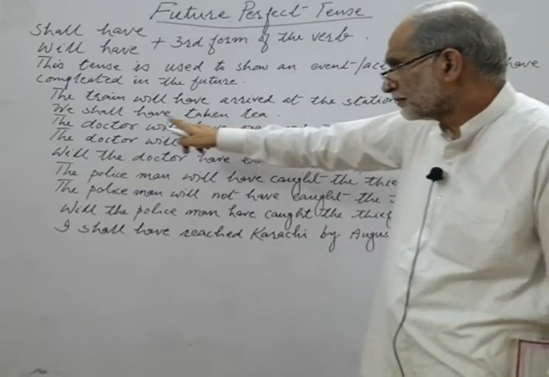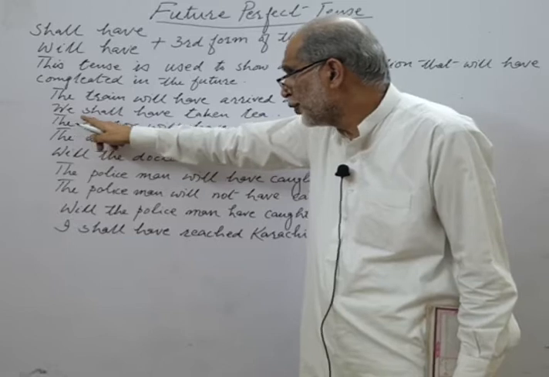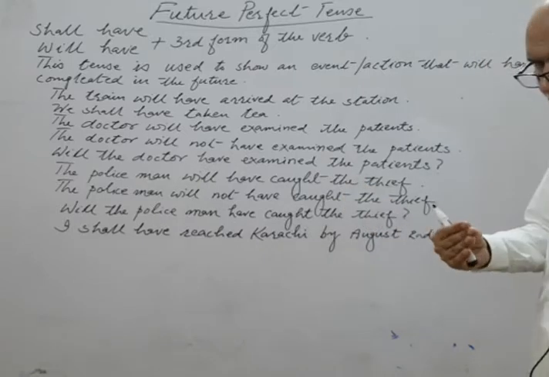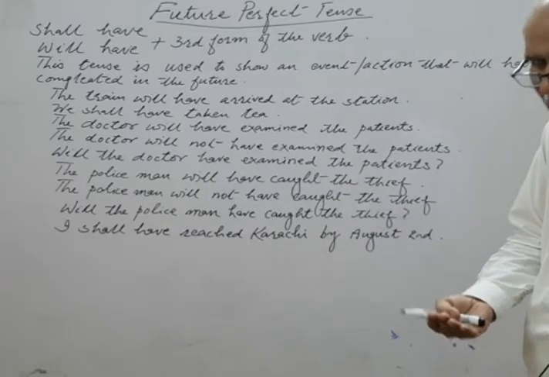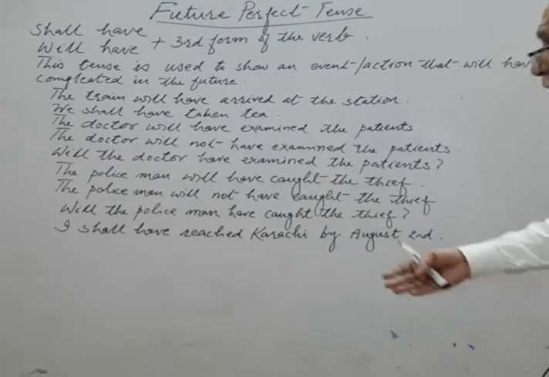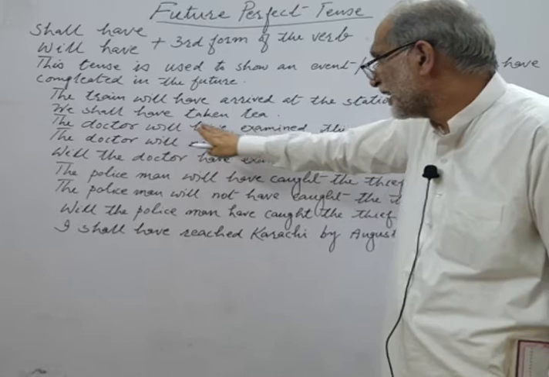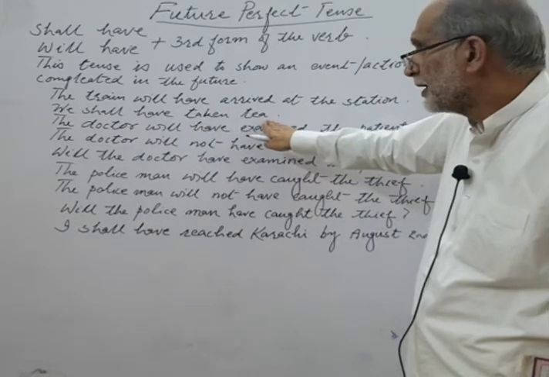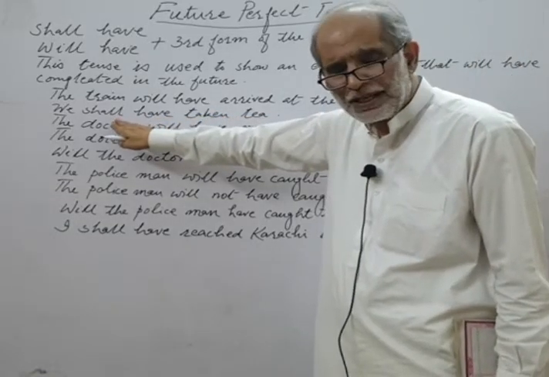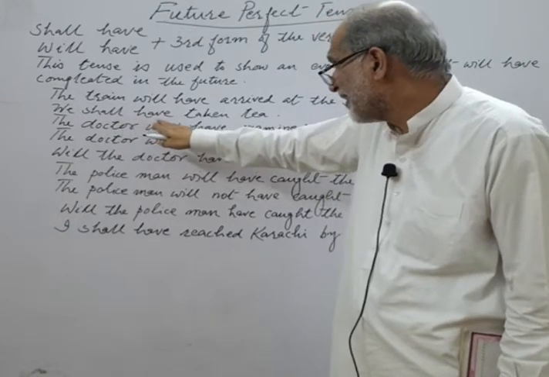Phir, in the next example, you say that we shall have taken tea. ठीक है, यानी कि हम चाय पी चुके होंगे. आप कहते हैं 5 बजे का टाइम है और आप कहते हैं जी हम तो 4 बजे चाय पी चुके हैं. ठीक है, आप वहाँ पर इस्तेमाल करेंगे, there you will use that we shall have taken tea. और नेगेटिव इसका जो होगा उसी तरह से शैल और विल के बाद नॉट लगाना है. We shall not have taken tea.